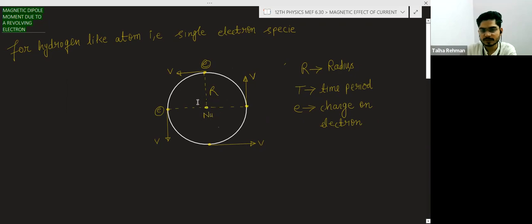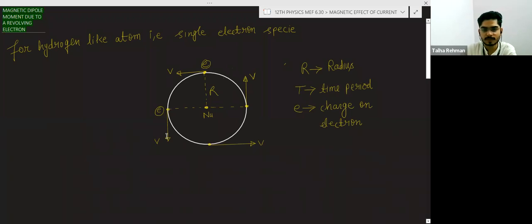This is the nucleus. An electron revolves around the nucleus in a circular orbit. So suppose initially the electron is here, and this r is the radius of the path. So the electron will move in a circular path like this. The direction of the velocity of the electron will be tangential, tangent to the circle or to the path followed by the electron.